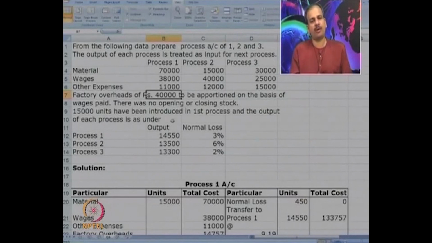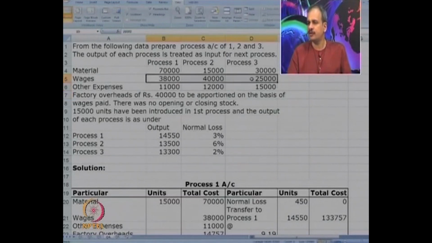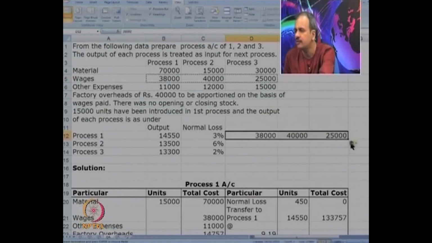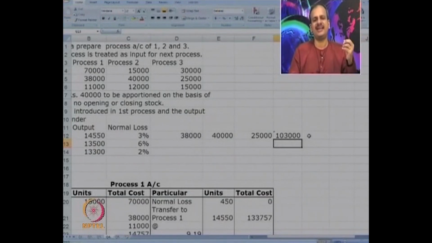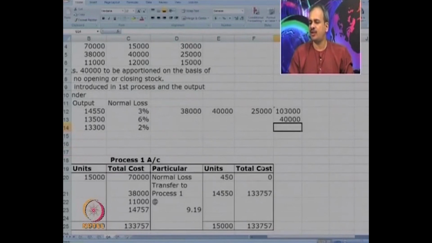So how much will it come for process 1? Try to make the calculation. It is in the ratio of 38, 40 to 25. So I will make a rough calculation here for more clarity. I think most of you would have already understood it. So we will try to take a sum. You know that 1,03,000 is the total wages, and we are going to charge 40,000 as the factory overheads in this proportion.